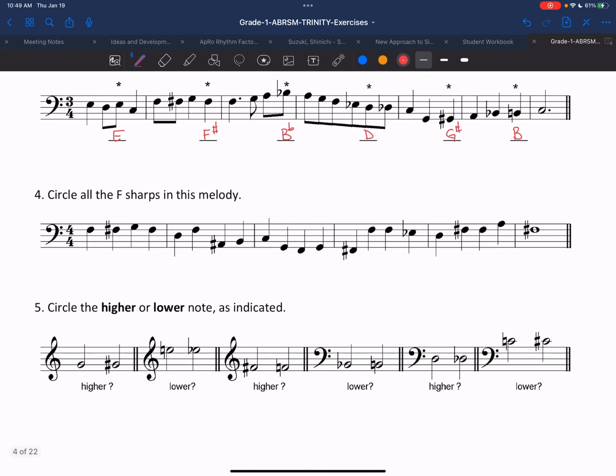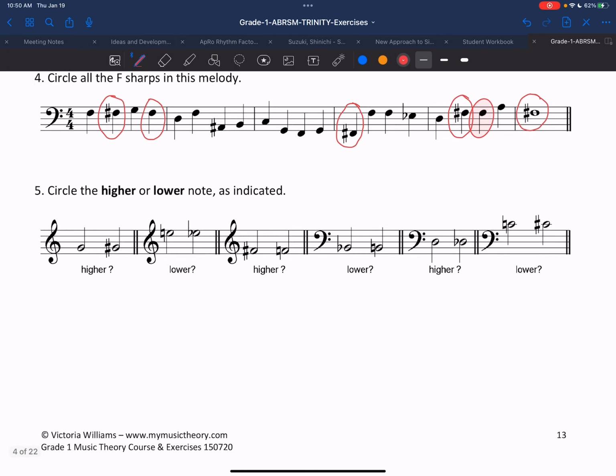Our next question is circle all the F sharps in this melody. So we'll start with our first F sharp here. Then also in the same measure. Moving along, we don't have any F sharps until this measure. Then we have 2 in this measure. And our final measure is also an F sharp. So we should have 6 F sharps circled.